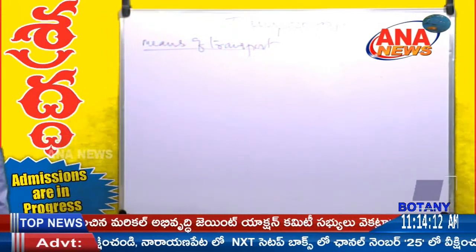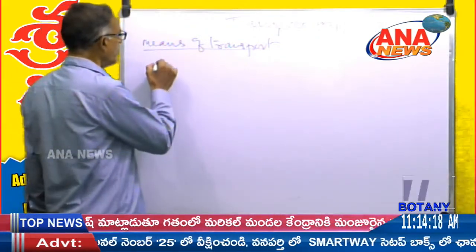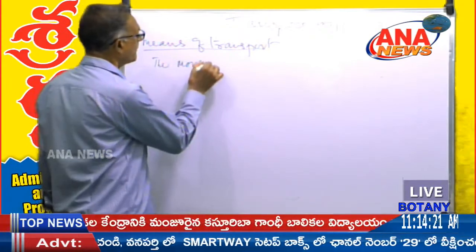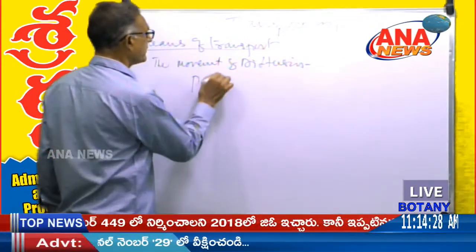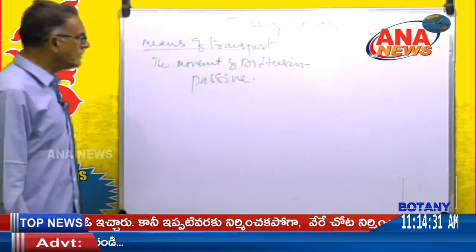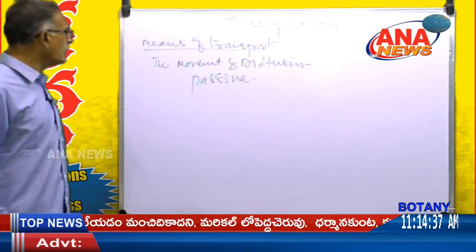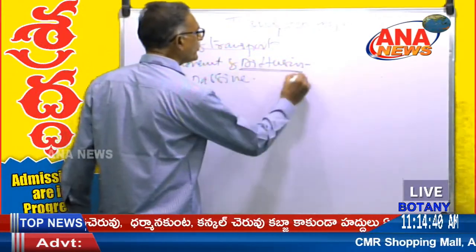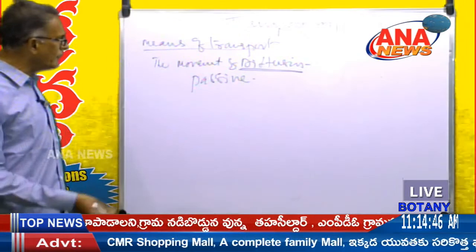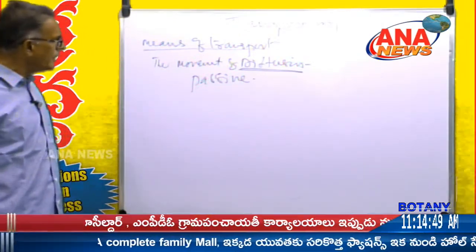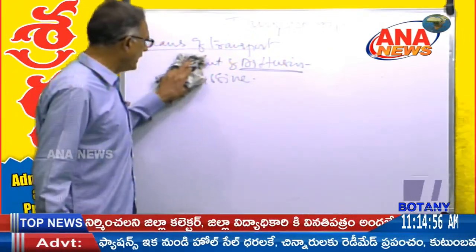Means of transport. One of the means of transport is diffusion. The movement of substances by diffusion is a passive movement. Why? Because it does not require any metabolic energy to transfer the substances. The diffusion is a passive movement because energy is not utilized for the diffusion of any substances.